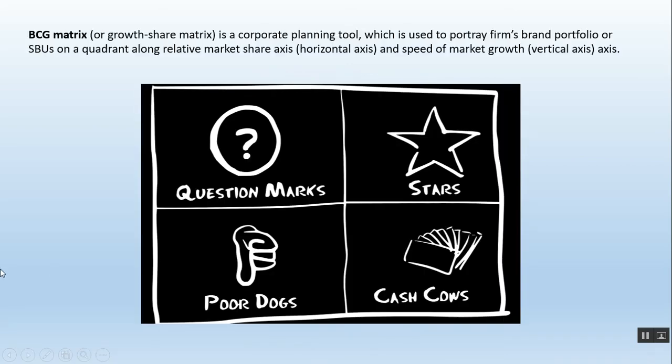So one tool that's fairly popular is the BCG matrix, based on the Boston Consulting Group. It's a growth share matrix. It's a corporate planning tool, and it's used to portray a firm's brand portfolio, or how different business units perform relative to their market share and their speed of market growth. Now, I'll go through these different categories with you.